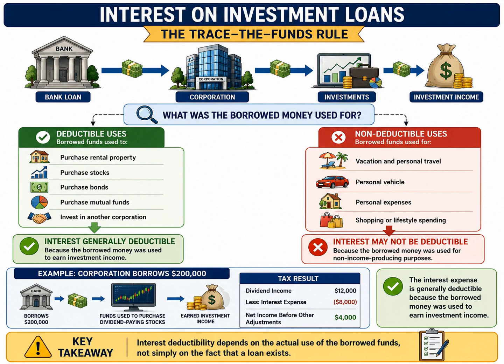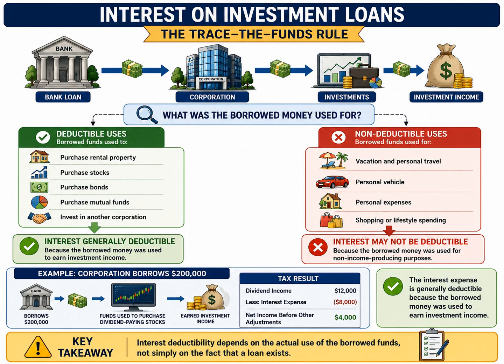In this slide, we focus on one of the most important rules for investment expense deductions, the trace the funds rule. When a corporation borrows money and pays interest on that loan, the key question is not whether a loan exists. The key question is, what was the borrowed money actually used for? At the top of the slide, you can see the typical flow. The corporation borrows money from a bank, invests those funds into income-producing assets, and ultimately earns investment income.